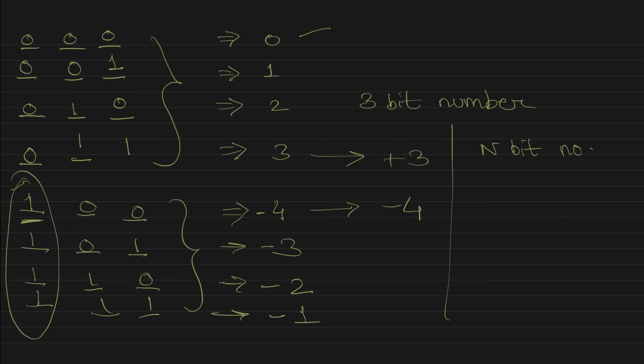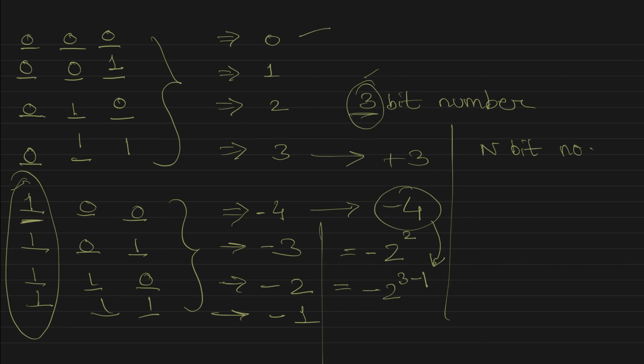So -4 can also be represented as what? -2 raised to 2, and -2 raised to 2 I can represent as what? -2 raised to 3 minus 1. Why 3? Because we have a 3-bit number, and 3 is the number of bits. So we are trying to represent this -4 by considering 3 as my input number of bits.